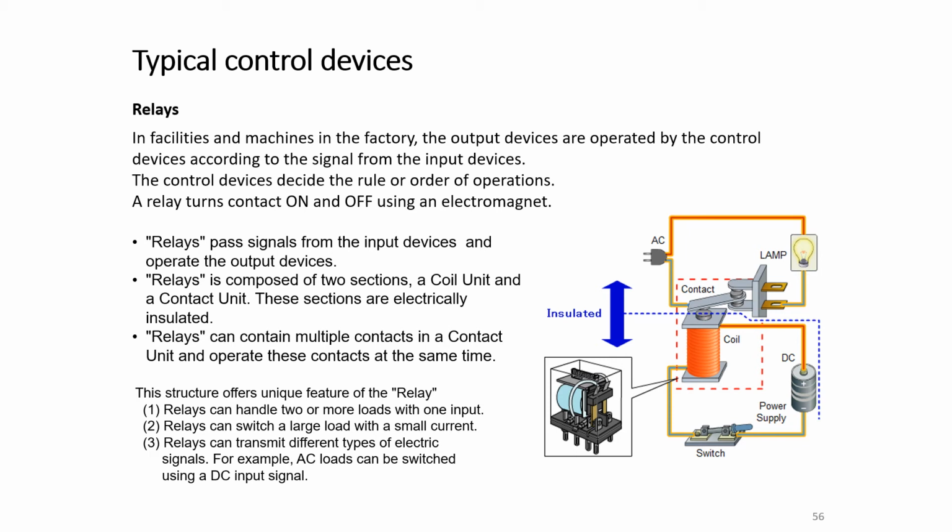Okay, so what are relays? Relays are the most important control devices because the other control devices somehow work based on relay functionality. In facilities and machines in the factory, the output devices are operated by the control devices according to the signal from the input devices. The control devices decide the rule or order of operations. A relay turns a contact on and off using an electromagnet.